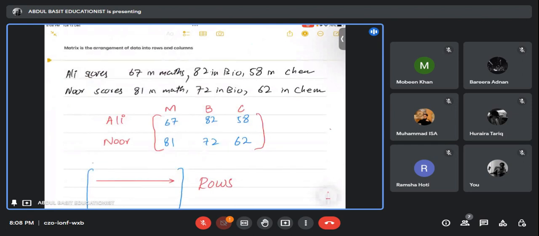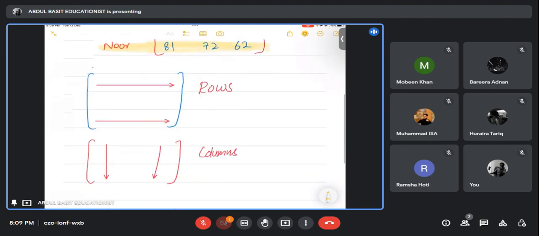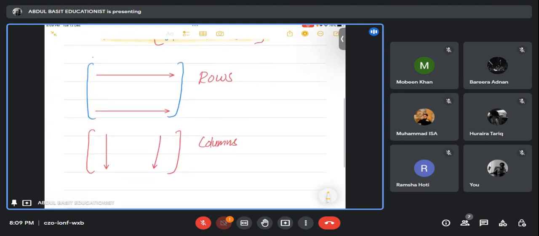For example, Ali scores 67 in maths, 82 in biology, 58 in chemistry. Noor scores 81 in maths, 72 in bio, 62 in chemistry. It took so much time to read this statement, but it will take less time to represent this data in the form of a matrix, as shown in this diagram. It is a data representation, representing the data in a different form. What we need to know is that a matrix is a combination of rows and columns.